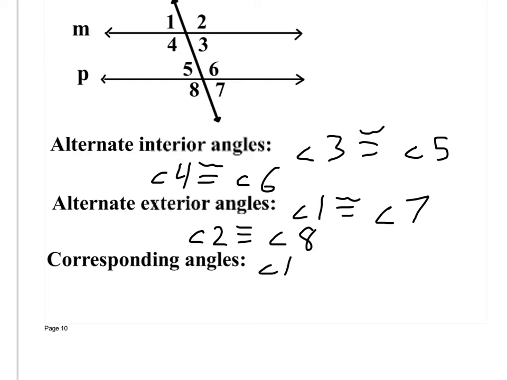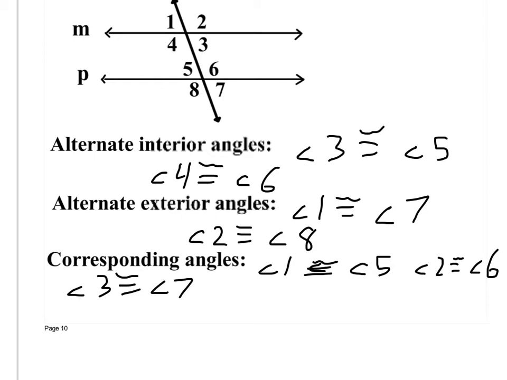So angle 1 is corresponding to what other angle? Angle 5. It's equal to angle 5, and it's on the same side. So what we call that is corresponding angles. Angle 2 is corresponding to angle 6. They're on the same side of the transversal and they're equal to each other. Angle 3 is congruent to angle 7. Same side of the transversal, equal to each other. And then angle 4 is congruent to angle 8.